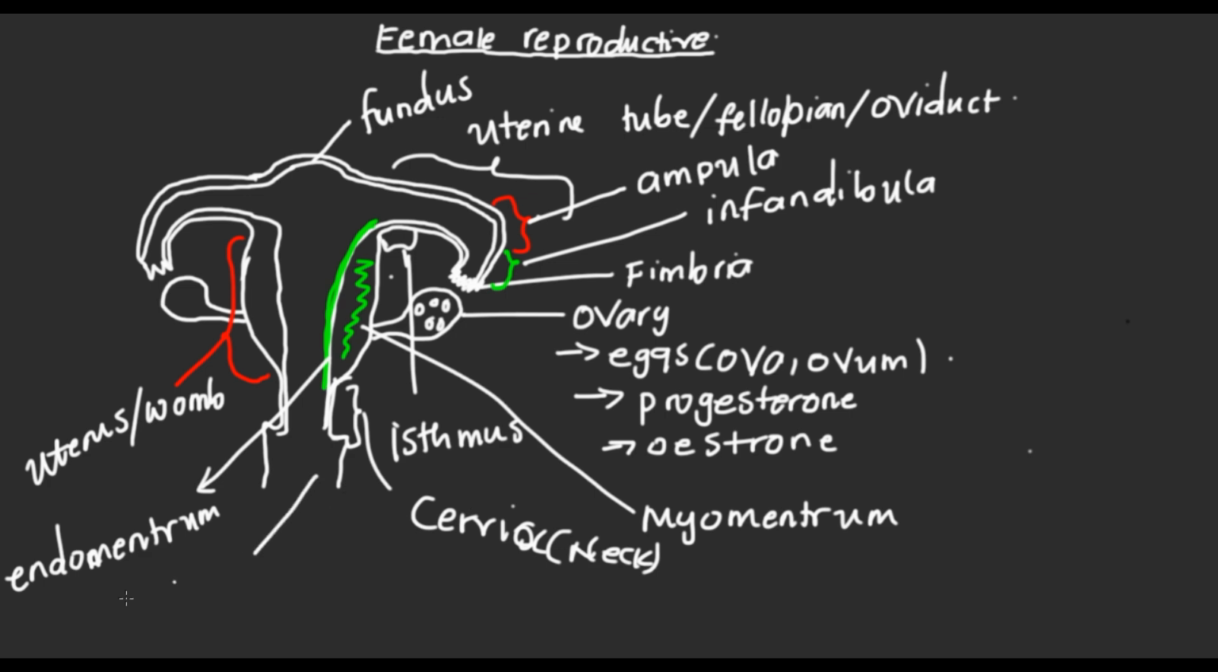Then we have the vagina here. Its function is that it receives the sperms during the process of ejaculation. So these are some of the functions of the female reproductive system that we can look at here.